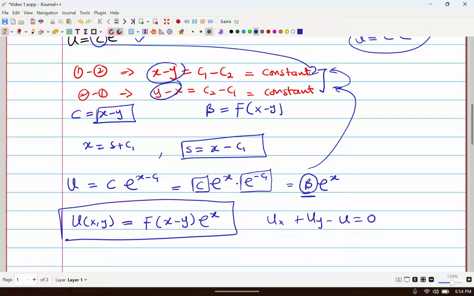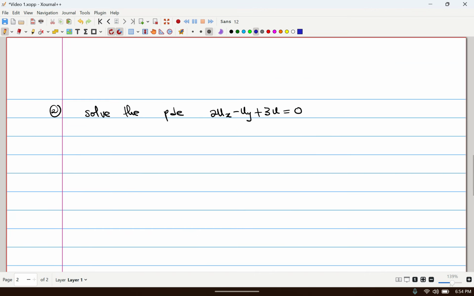Now we're going to apply the same strategy to solve the second problem, which we're going to move through very fast compared to this one. Now we're going to solve this PDE using the method of characteristics. Here we compare it to the general form a u sub x plus b u sub y plus c u plus d is equal to 0.